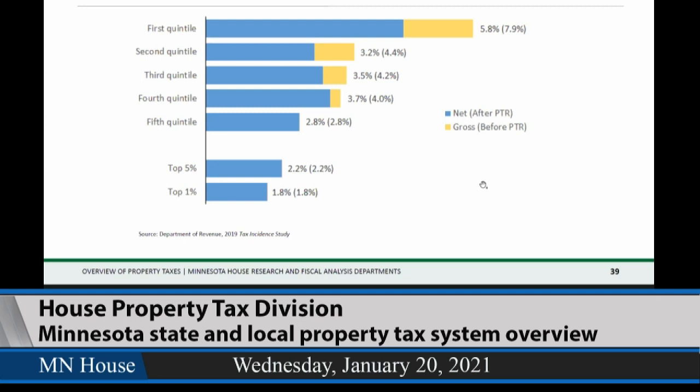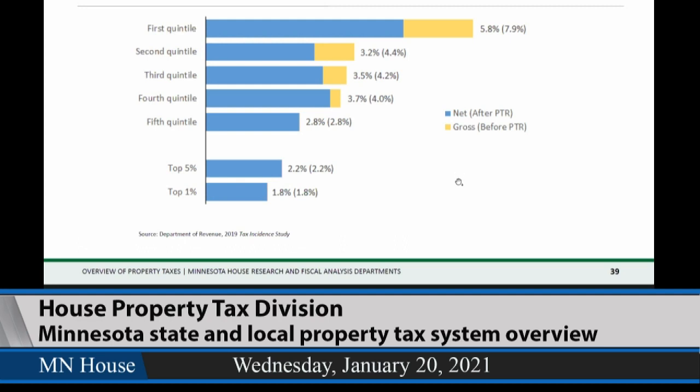So this chart illustrates the property tax burden by population quintiles, meaning each bar represents 20% of the state's population, with the first quintile representing the lowest earning 20% of residents, and the fifth quintile representing the highest earning 20% of residents. So the burden here is measured by effective tax rate, and in this case, effective tax rate is the tax paid divided by the taxpayer's income.